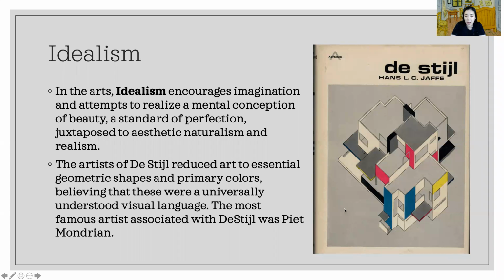In art, idealism encourages imagination and attempts to realize a mental conception of beauty, a standard of perfection juxtaposed to aesthetic naturalism and realism. The artists of this movement reduced art to essential geometric shapes and primary colors, believing that these were a universally understood visual language. The most famous artist associated with this movement was Piet Mondrian.